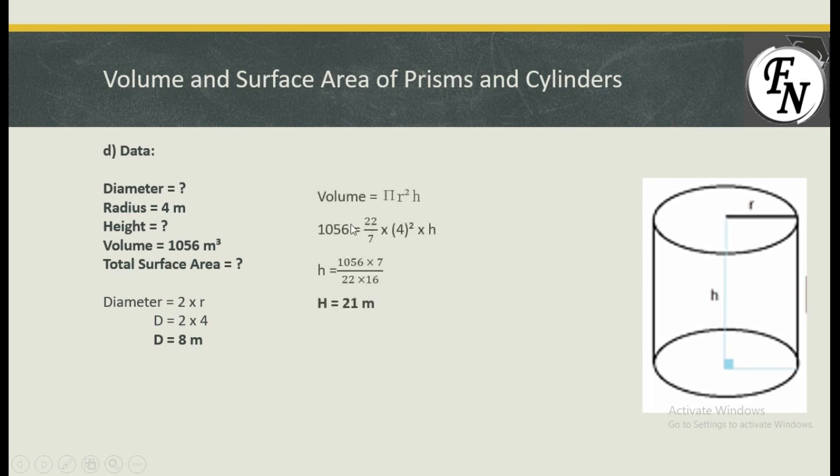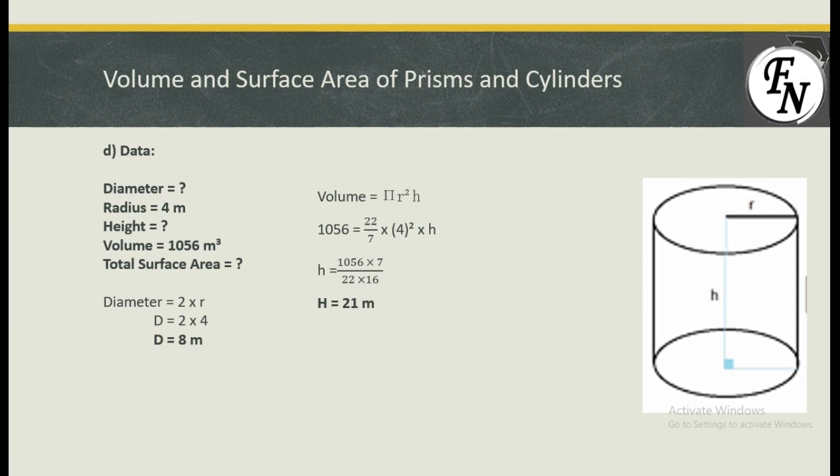After that, we will be using the formula of volume to get the height. So we will substitute the volume to be 1056, pi is 22/7, r is 4 square, and height is missing. So we will first square this up, and then we will shift the 7, so that it would be multiplied, and 22 and 16 would be in the denominator, that is division by 1056 into 7. And after solving it, we will obtain the value of height to be 21 meters.